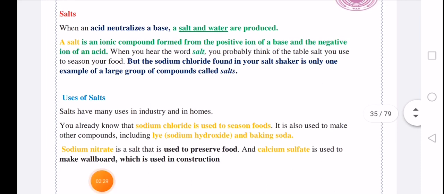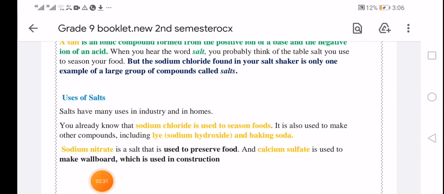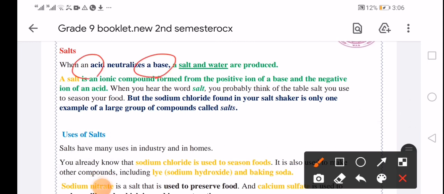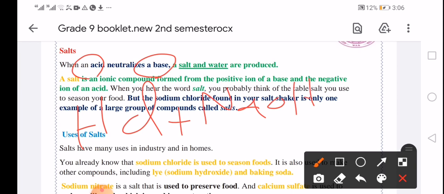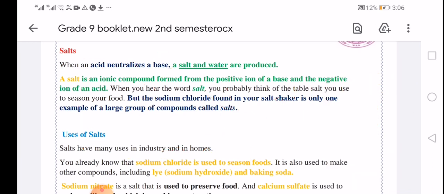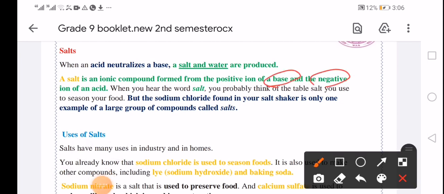Salts. When an acid is neutralized with a base, when an acid reacts with a base, I said it before, when HCl reacts with sodium hydroxide, what happens? It forms water, H2O, and salt, which is NaCl. This is a salt. So when an acid reacts with or neutralizes a base, salt and water are produced. Salt is an ionic compound formed from the positive ion of the base and the negative ion of the acid.